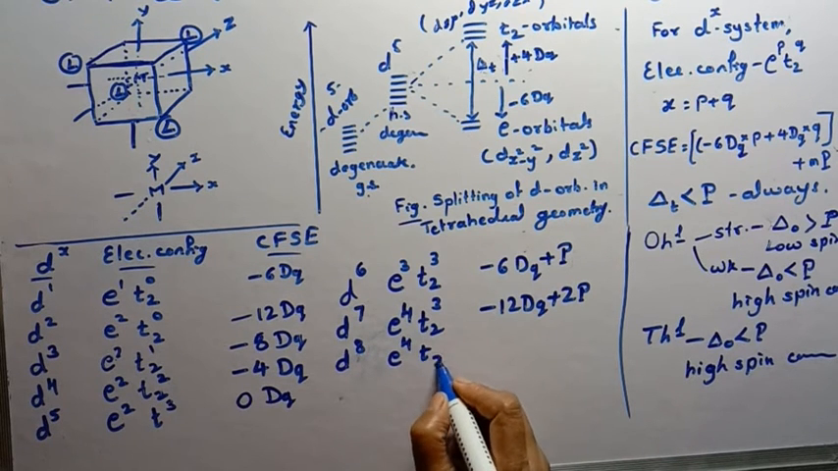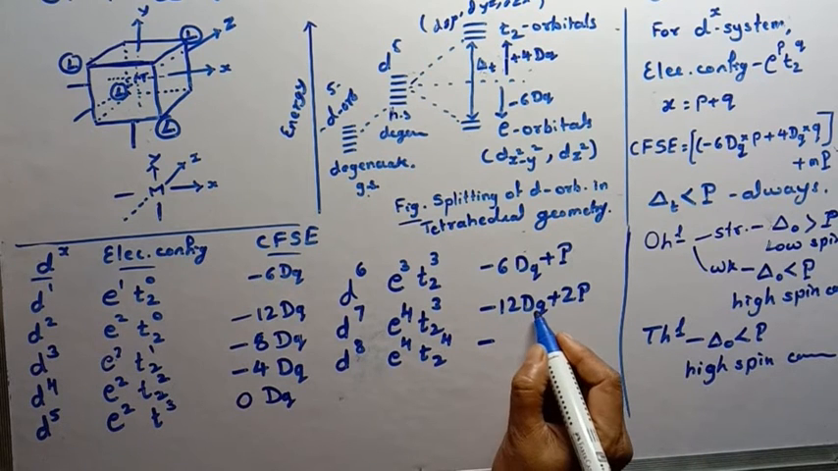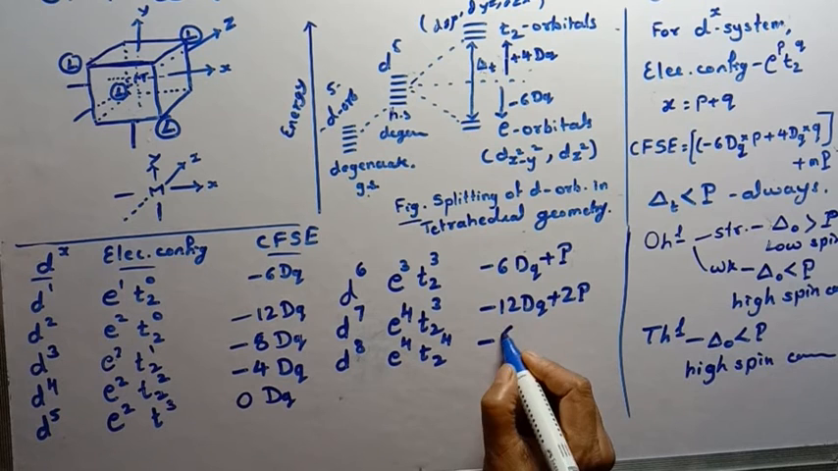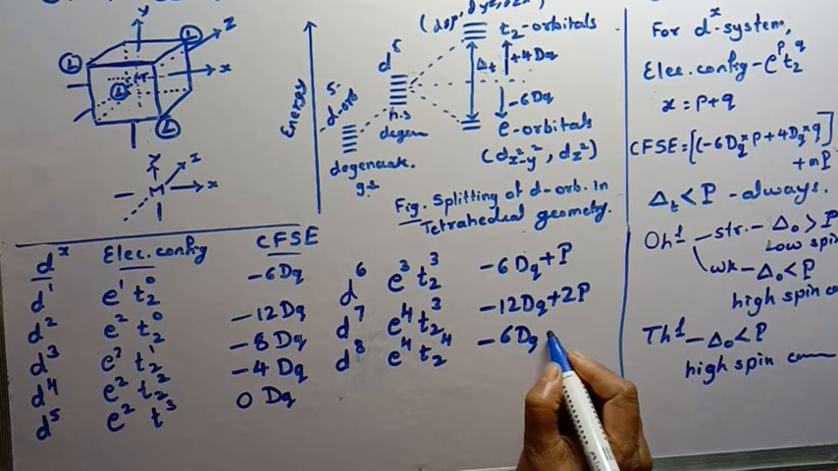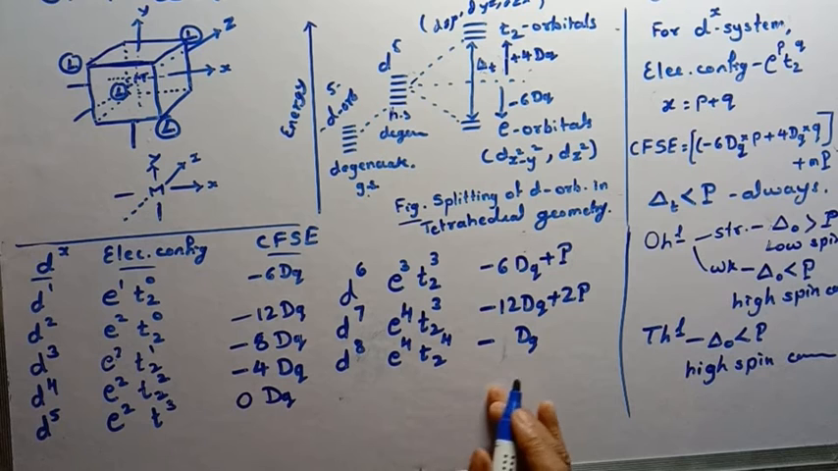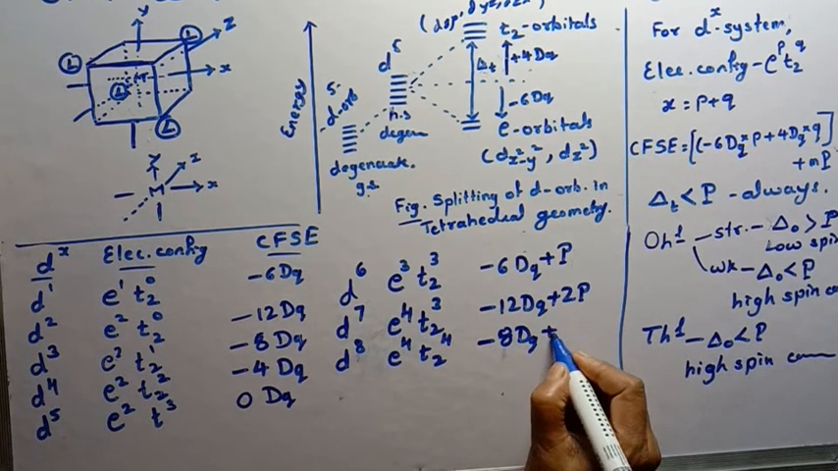Now d8 system, e4 t2 4. Now it goes to higher energy level. Now here it is 4. So now the energy is increased by plus 6, it is minus 6 Dq. Not plus 6, plus 4. Add plus 4 to this one. So it is minus 8 Dq plus 3 pair.